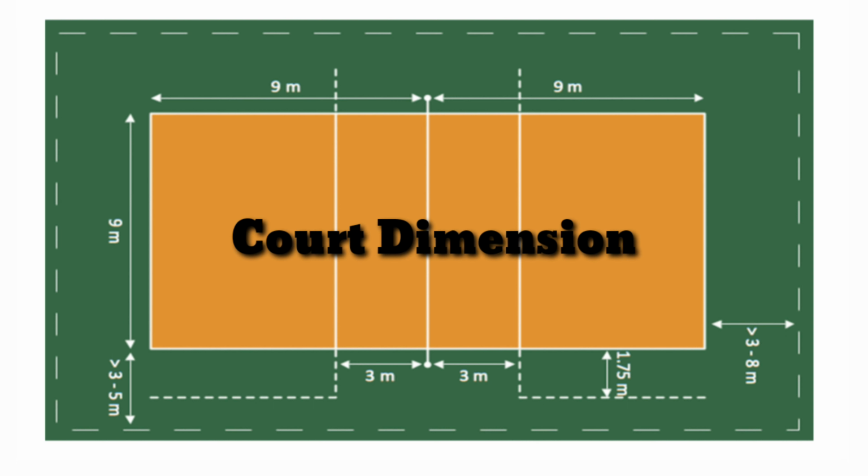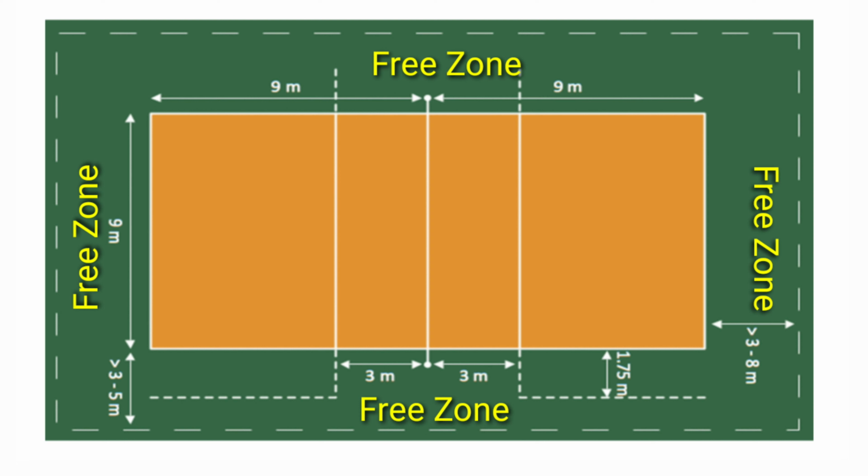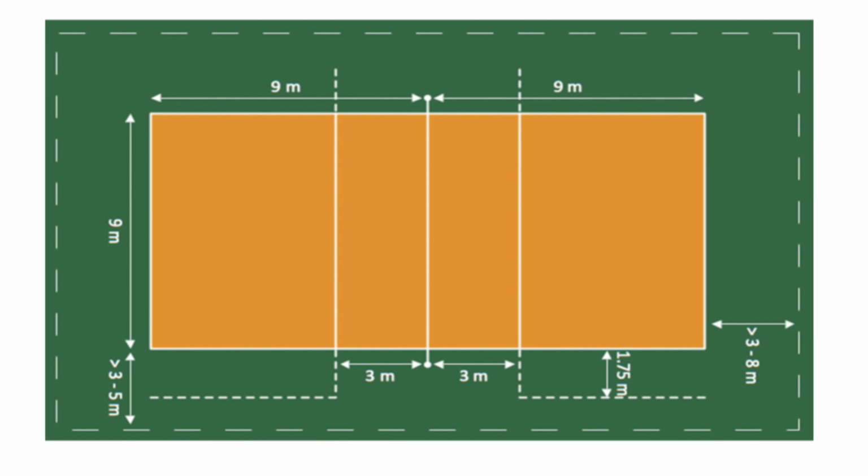Let's talk about the court dimensions. A volleyball court is 9 meters by 18 meters, or 29.5 feet by 59.1 feet, divided into equal square halves by a net within a width of 1 meter or 39.4 inches. The team courts are surrounded by an area called the free zone, which is a minimum of 3 meters wide and which the players may enter and play within after the service of the ball.